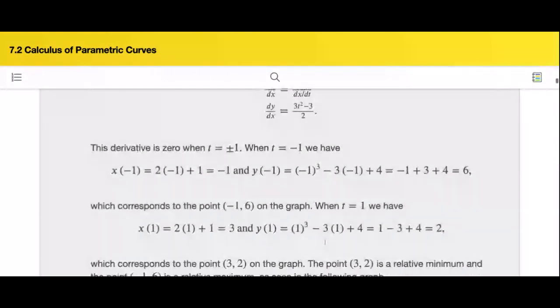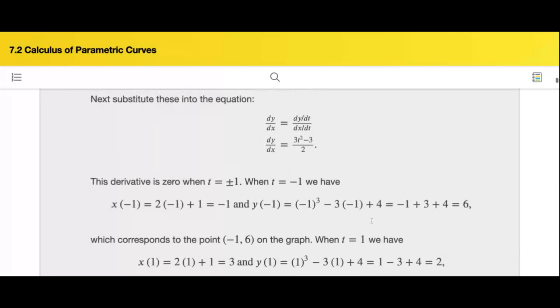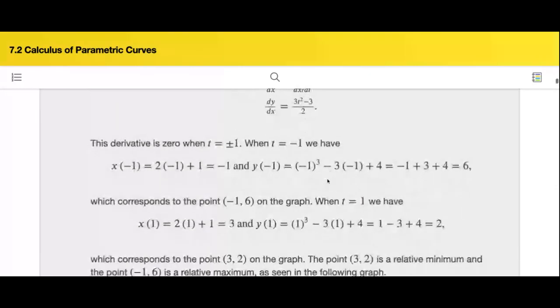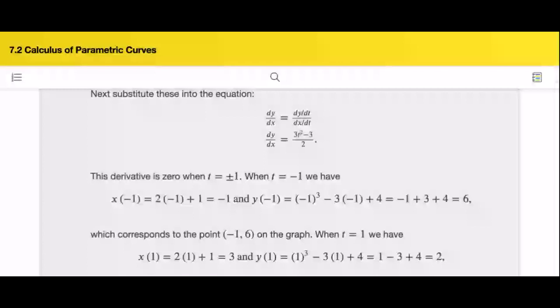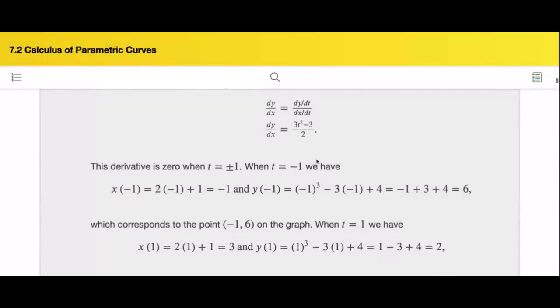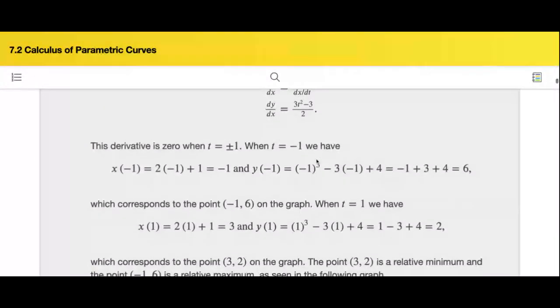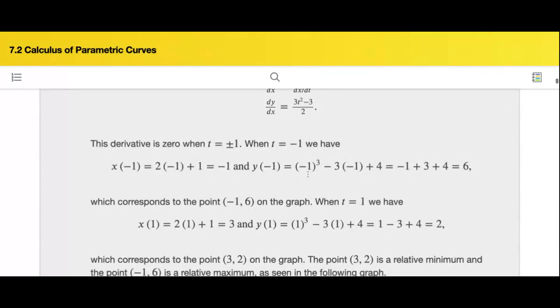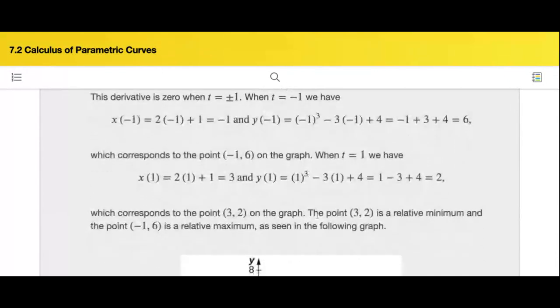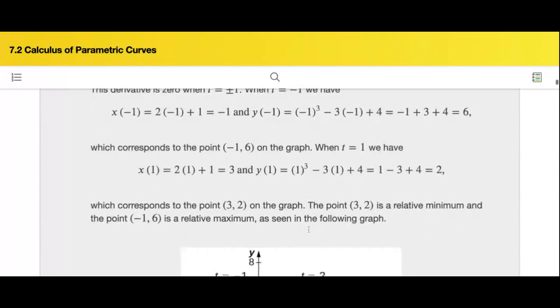When t equals 1, we get another point, (3, 2). We can also plug into this dy/dx, and that would be 0. When t equals 1, you see the slope is 0. So that tells us that's either a maximum or minimum value, because the slope is 0 and we get a horizontal line as the tangent line. The point (3, 2) is a relative minimum, and the point (-1, 6) is a relative maximum, as seen in the graph.